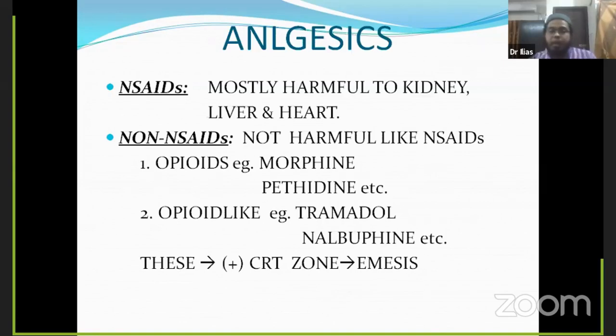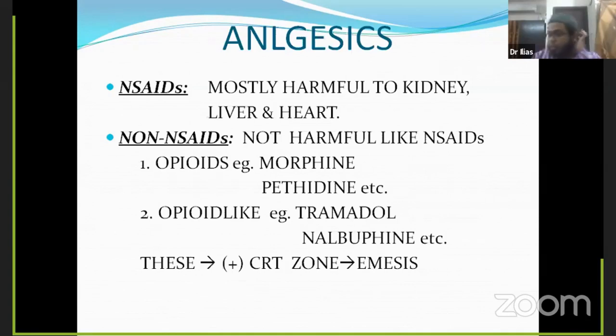In these cases, we might prescribe non-steroidal anti-inflammatory drugs, but there is also some selection. Not all drugs can be prescribed flatly for these kinds of diseases. So in that case, we should prescribe non-NSAID drugs, and these are not harmful like NSAIDs in the perspective of kidney disease, liver disease or heart disease. These drugs are available in two forms: opioids, like morphine and pethidine, and opioid-like analgesics, which are found in Bangladesh in the form of tramadol or nalbuphine.